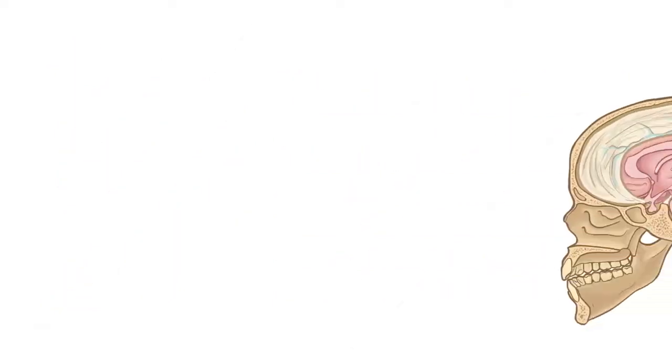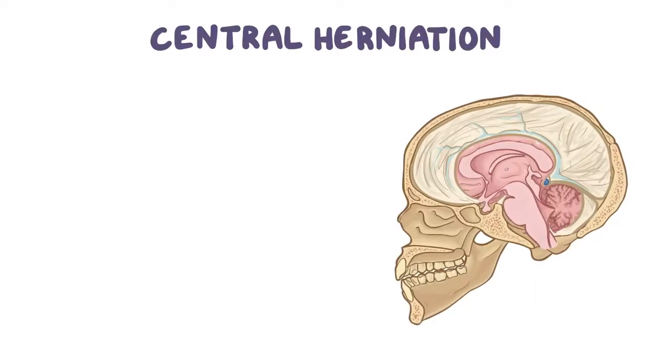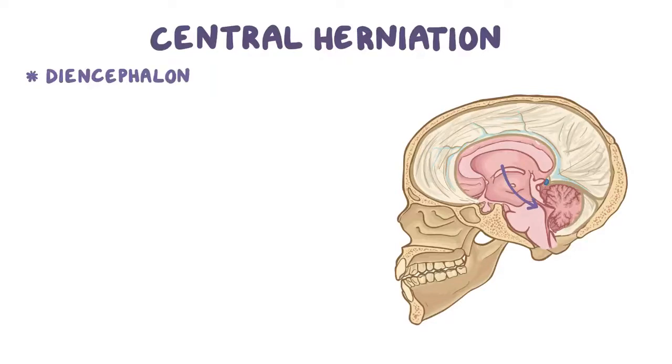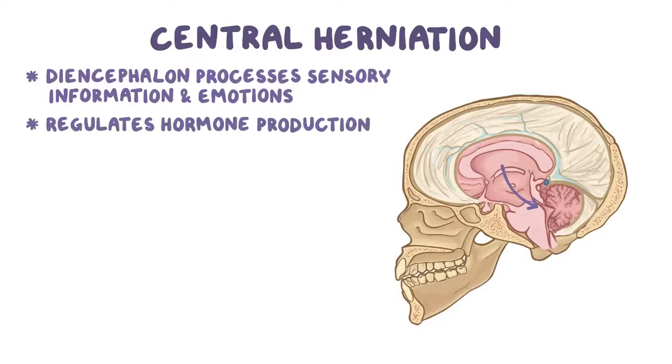The second type of supratentorial herniation is central herniation, and that's when the diencephalon and parts of the temporal lobe slip under the free edge of the tentorium. The diencephalon is a part of the brain that processes sensory information and emotions, as well as regulates hormone production, so all of these processes can be affected.